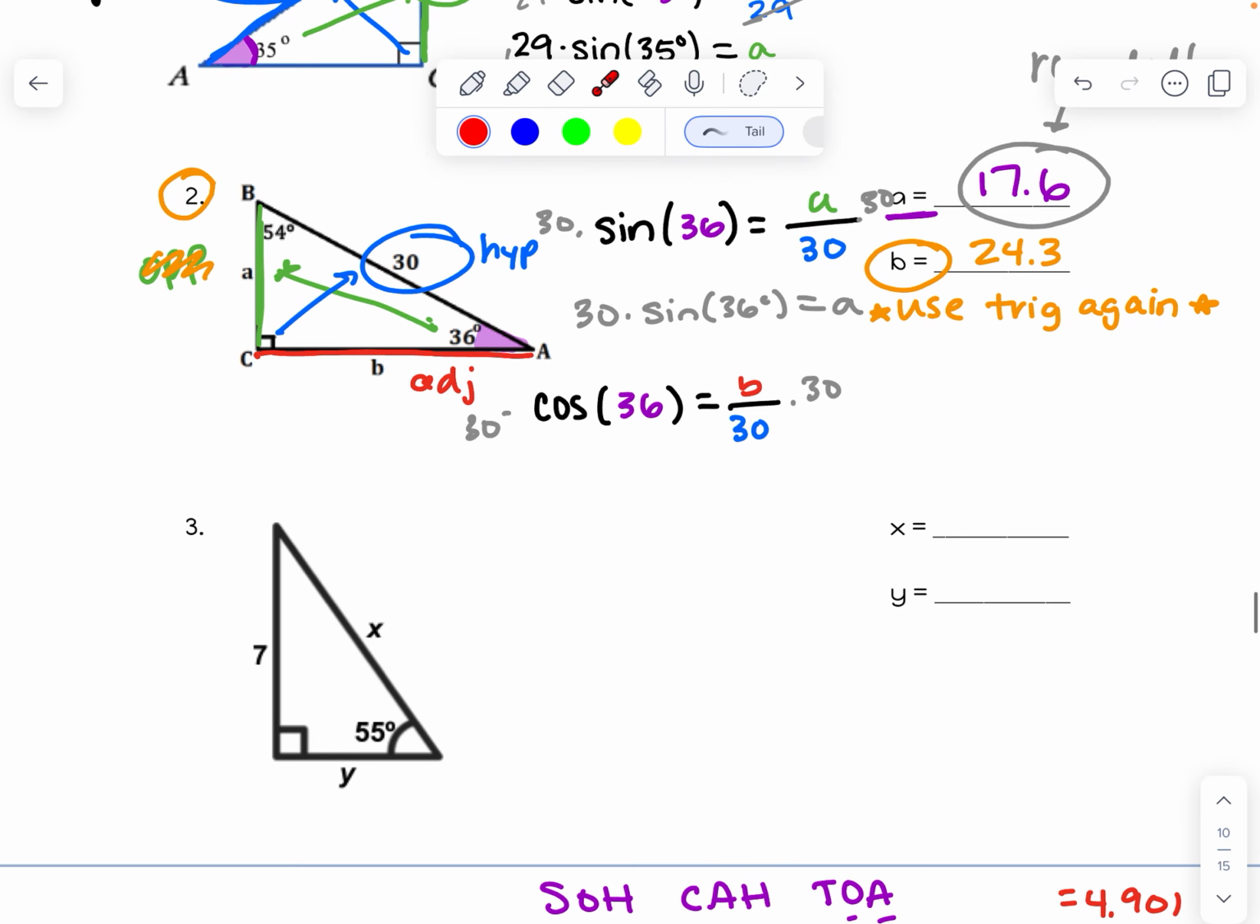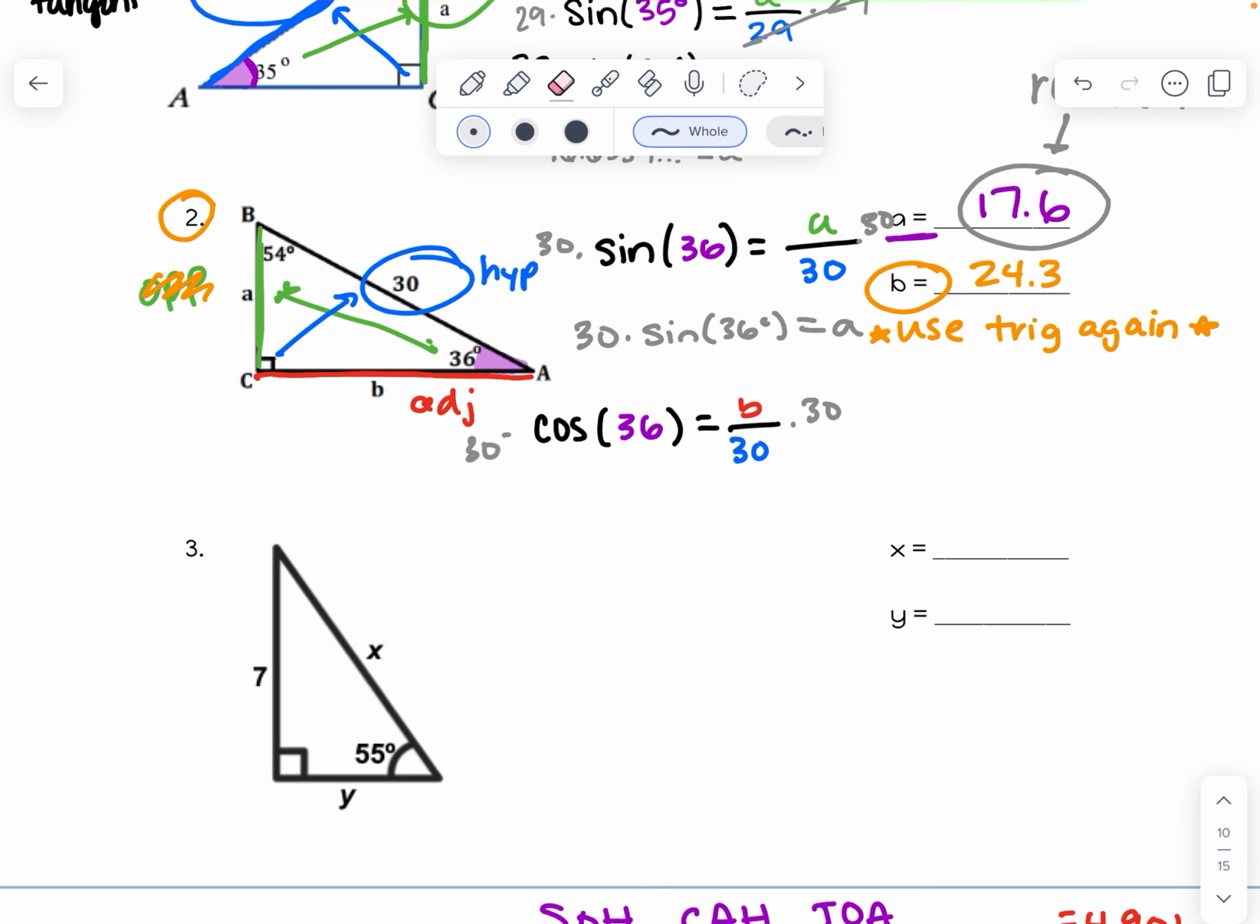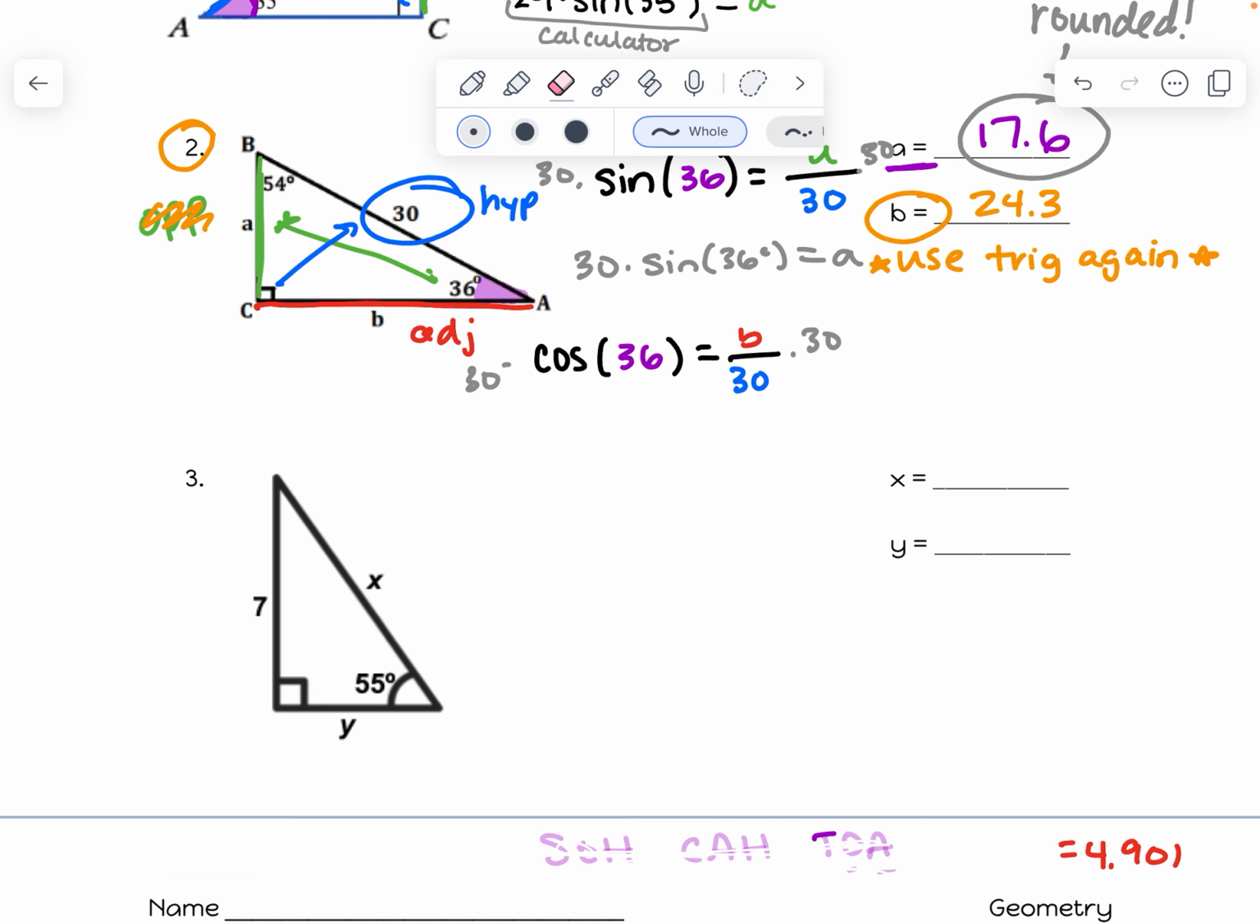Now number 3, we don't have to do this whole thing, but I do need to show you how the algebra goes on this because it is a little different than examples 1 and 2.